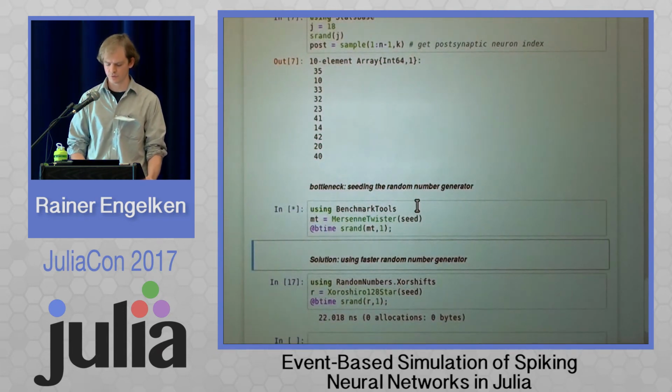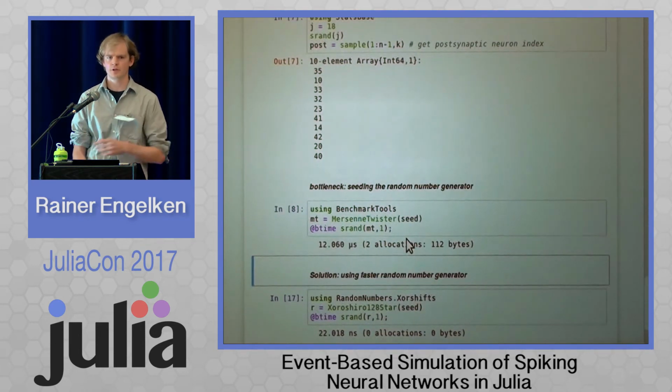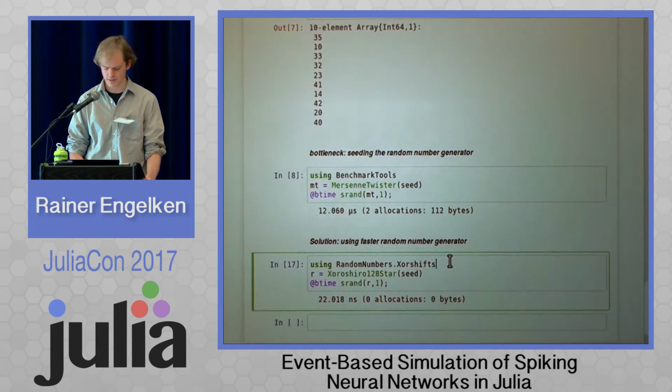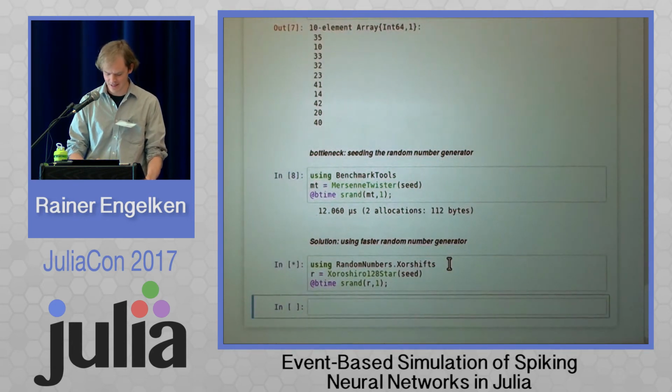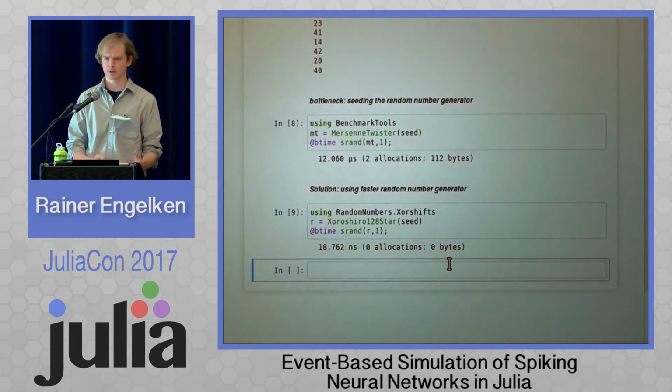reseeding Mersenne Twister is actually not so fast. If you want to reseed Mersenne Twister at each iteration, it costs on the order of 12 microseconds, which might not sound like much, but you want to do it all the time, like in a very large simulation. So instead, the solution is to use a faster random number generator, and there's this great package, RandomNumbers.jl, with very efficient random number generators from the XORshift family. For example, the Xoroshiro128star, that's the fastest one. If you benchmark exactly the same again, it's just 18 nanoseconds, so it's almost 1,000 times faster. This is really super fast. And so now we put this into our network simulation to generate the network topology.